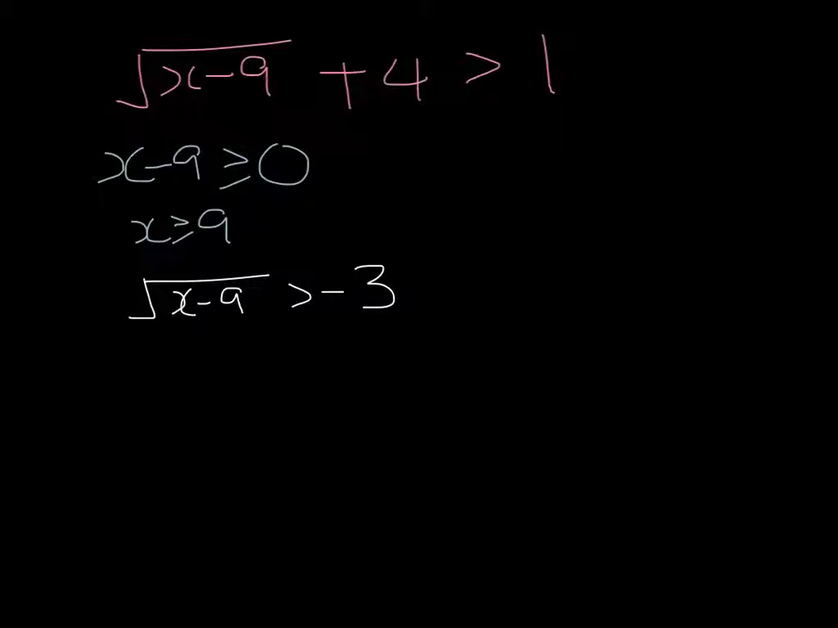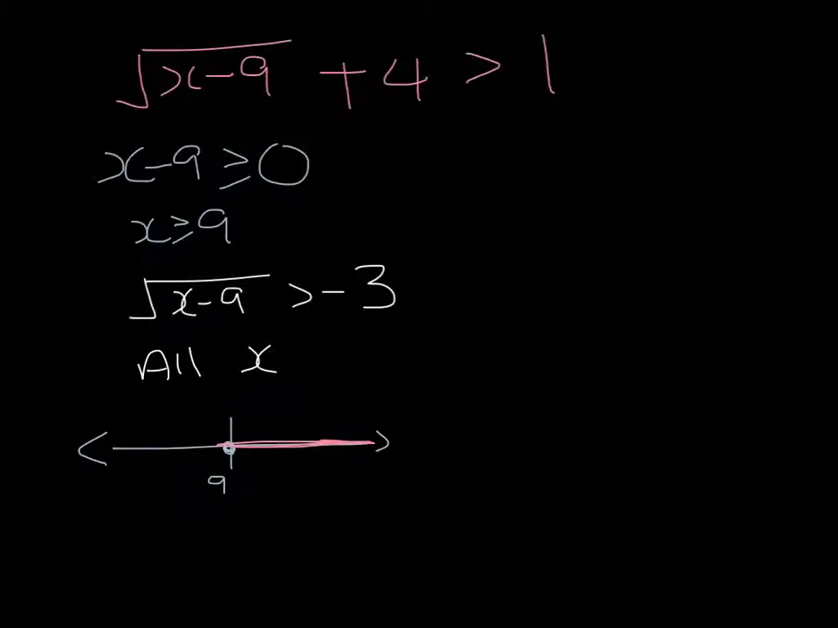Now at this point, instead of squaring both sides, we can just look at the inequality. It is saying that the square root of some number is greater than negative 3. But we know that square roots are always greater than or equal to 0. So this means that this inequality is always true, or it holds for all x. Therefore, the only intervals we have are x less than 9 and x greater than or equal to 9.